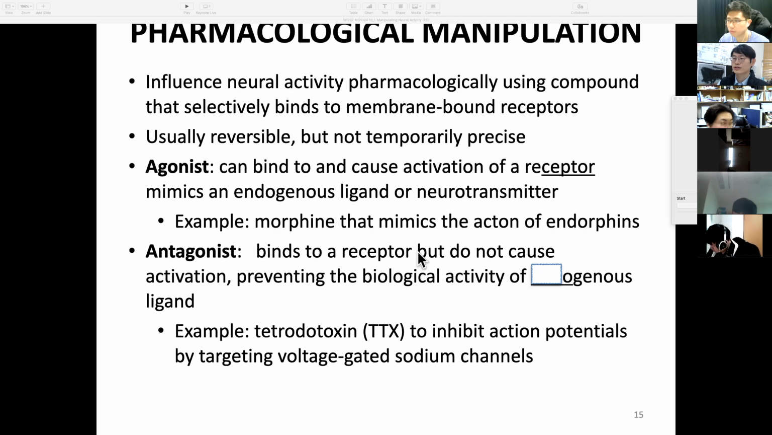An antagonist binds to a receptor, but it will not cause activation, preventing the biological activity of the endogenous ligand because it blocks that endogenous ligand from binding. So tetrodotoxin eventually inhibits action potentials, okay? Because it targets the voltage-gated sodium channel. It's a toxin, you know, if you got this toxin, probably it'll be very dangerous.